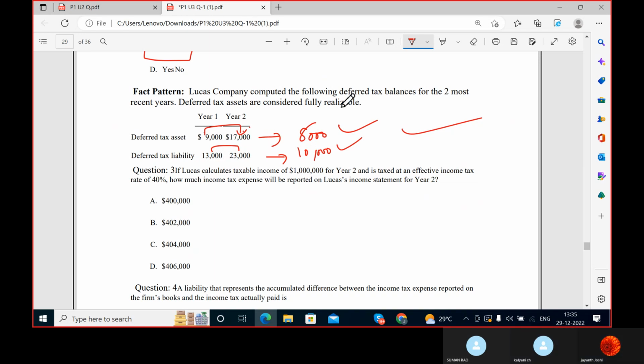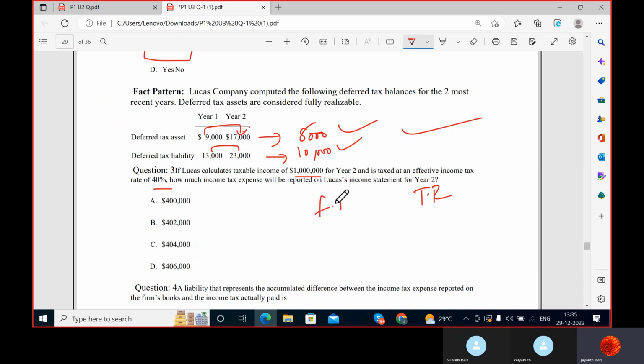If Lucas calculates taxable income of this much for year 2, so they have given the taxable income for year 2 and the tax rate is this. What would be the taxable amount according to you? See, always you pay taxes on taxable income, not on financial reports income, that means net profit. Taxable income means the income which you see in the income tax returns.